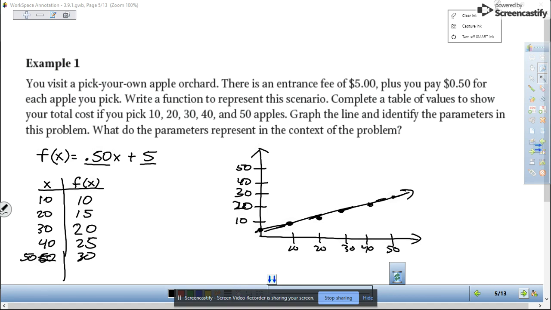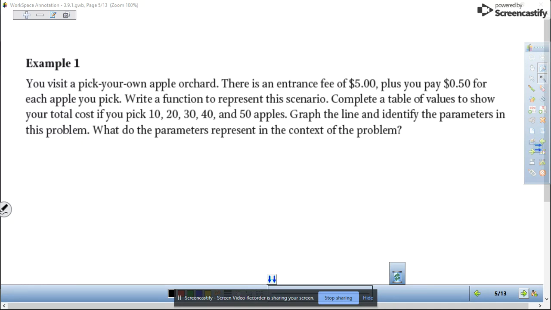The parameters we talked about were 0.50, which in this context means what? That's the slope, right? That's 50 cents per apple that you pick. And then $5 is your cost to get in. So if that 5 changed to say $6 or $7 or $8, that would be changing the initial cost to enter the apple orchard. And if the 50 cents changed, that would be changing how much it costs per apple. Maybe they're running a special where it only costs 25 cents per apple. Half off basically per apple. All right, so moving on to example 2.